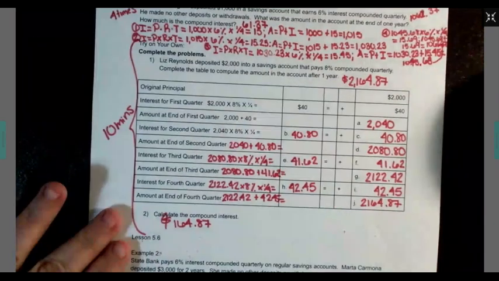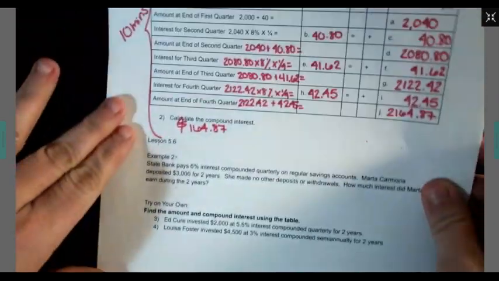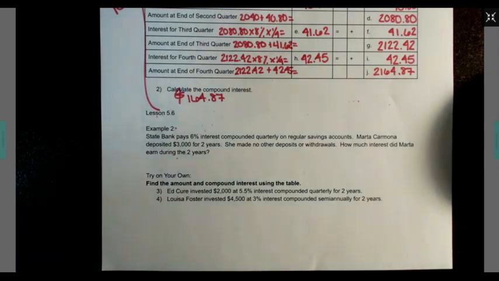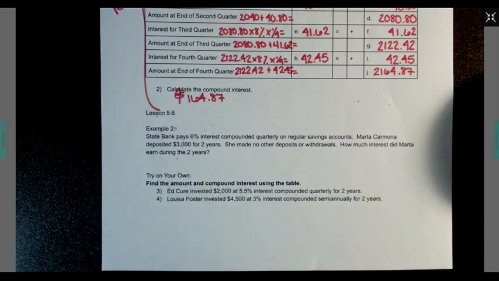All right, 5-6. Example number 2. State Bank pays 6% interest compounded quarterly on regular savings accounts. Marta Carmona deposited $3,000 for 2 years. She made no other deposits or withdrawals. How much interest did Marta earn during the 2 years?